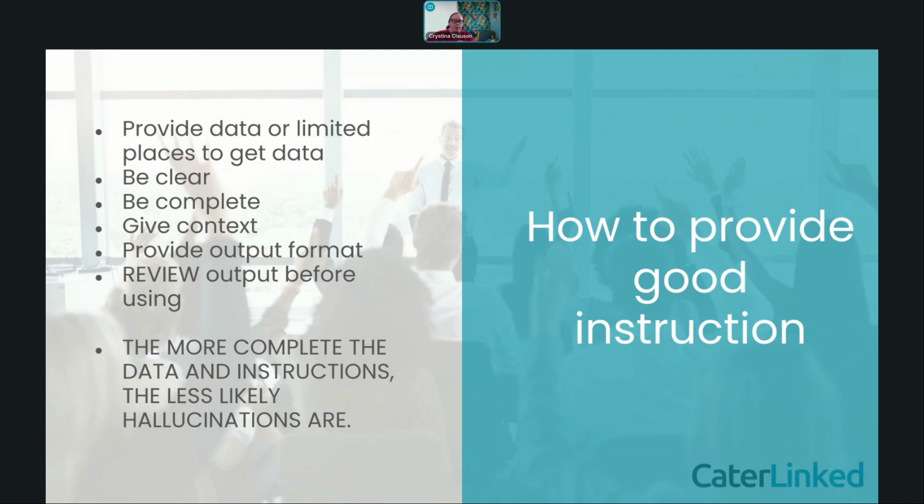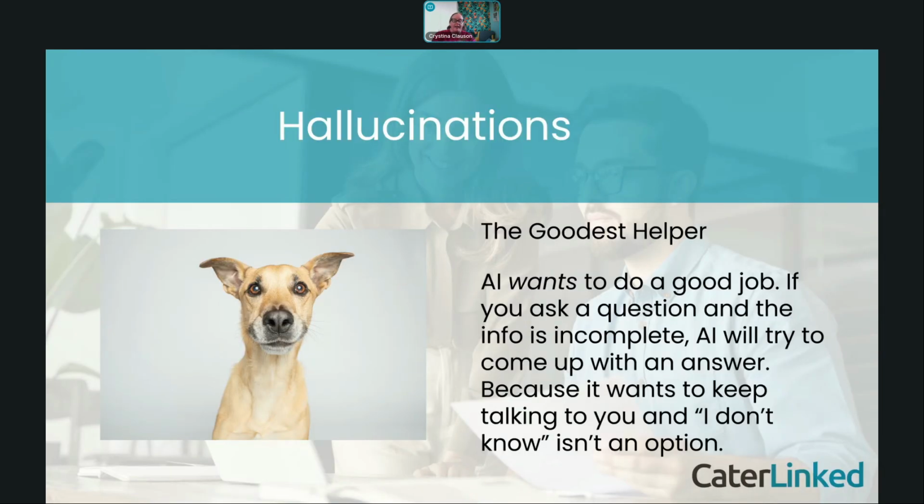Let's talk a little bit more about hallucinations. I always think about AI as the goodest helper. AI wants to do a good job. If you ask it a question and the info is incomplete, AI is going to try and come up with an answer no matter how far-fetched it is, because it wants you to keep talking, and that's literally one of the directives of AI: to keep you talking to it.